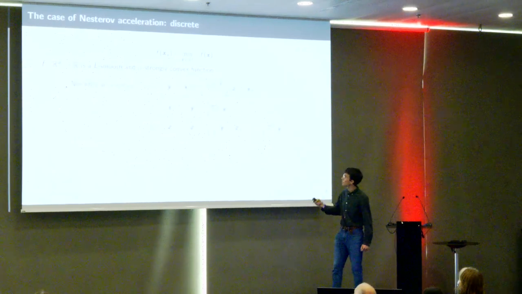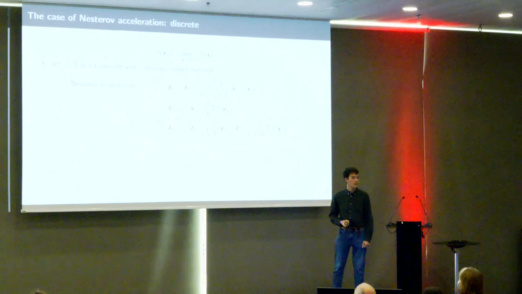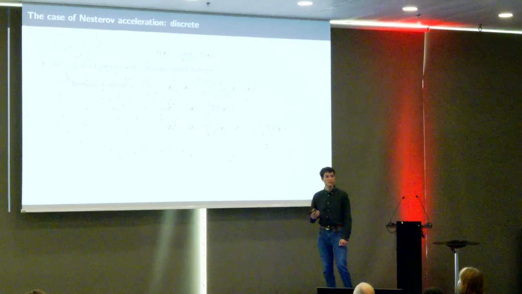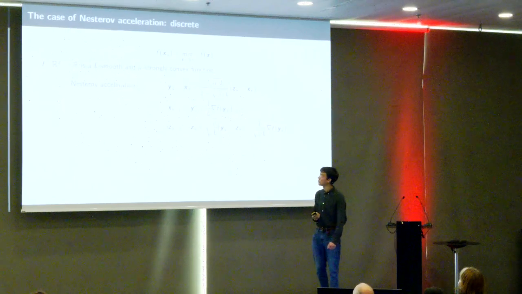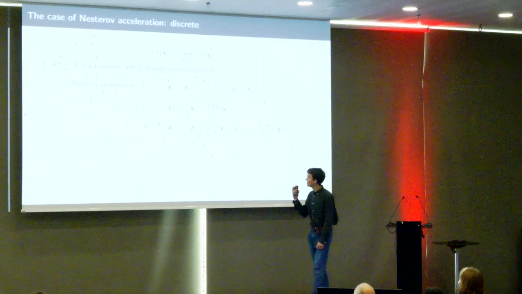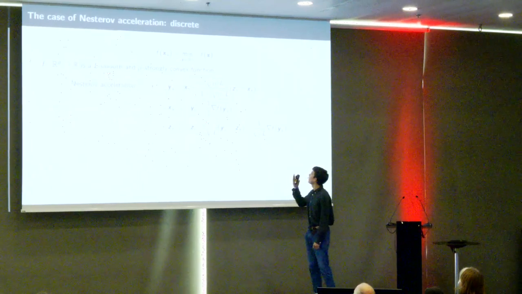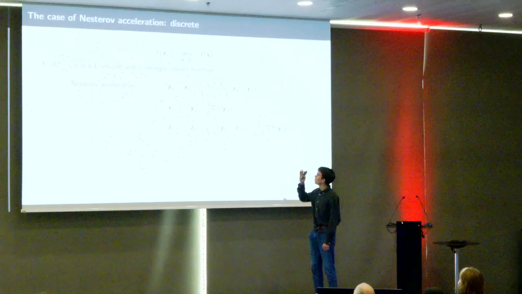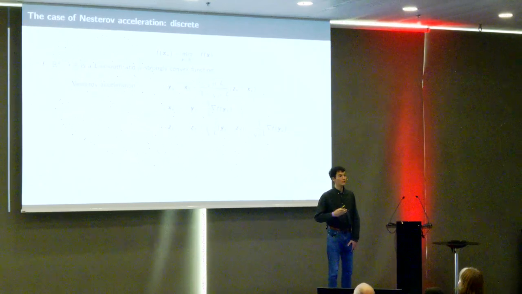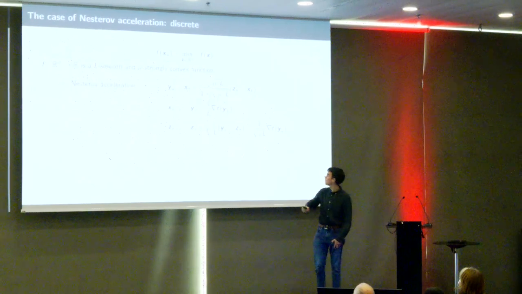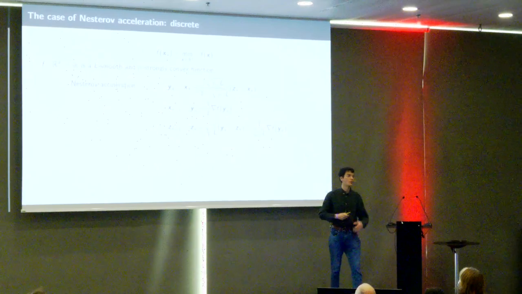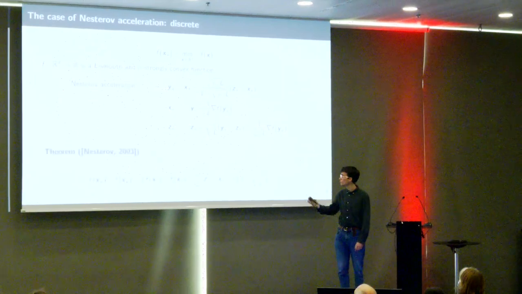In that setting, Nesterov proposed the following iteration. As I said, it's not very easy to intuit what it does. But we can still make a few remarks. First, there are three iterates, x_k, y_k, and z_k. At each iteration, the equation takes linear combinations of the variables. And they take gradient steps, always with respect to the same variable, y_k. Again, the magic lies in the proof.